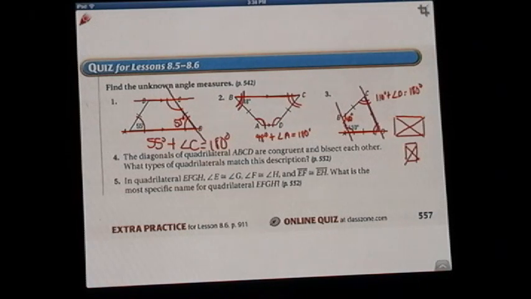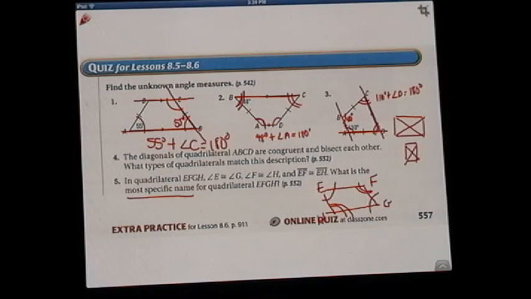In quadrilateral EFGH, angle E is congruent to angle G, and angle F is congruent to angle H, and EF is congruent to EH. What is the most specific name for the quadrilateral? Now to do this, you're going to have to draw a picture. E, F, G, H. Now it's very important when you draw this quadrilateral. It says that E is congruent to G and F is congruent to H. And that makes a whole lot of difference.